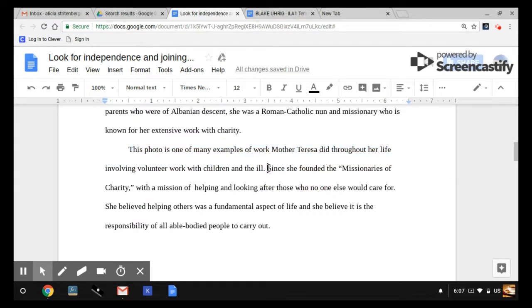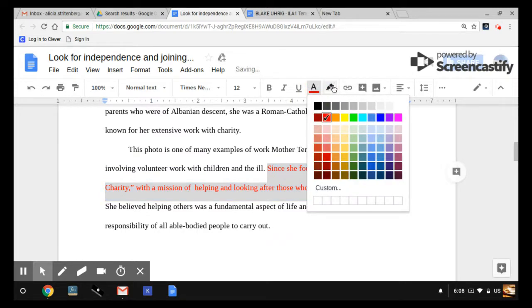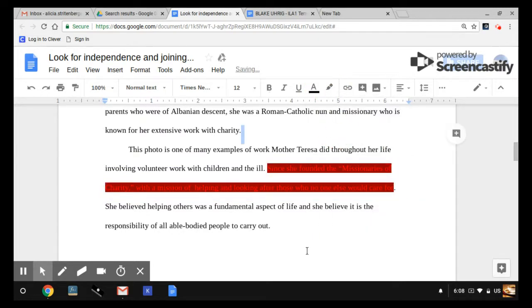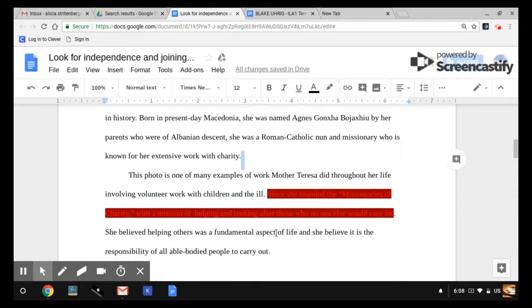This one starts with a "since" phrase, and it's going to be a fragment because what you should notice as I read through it is that it's not going to complete this idea. Since she founded this, what happened as a result? So we're looking for that result. Since she founded the missionaries of charity with the mission of helping and looking after those who no one else would care for. Okay. Now the idea finishes here, that she believed that since she founded the missionaries, she believed that helping others was important. But this right here is going to be a fragment as well. So it doesn't finish its original idea. So far that's our first sentence here.